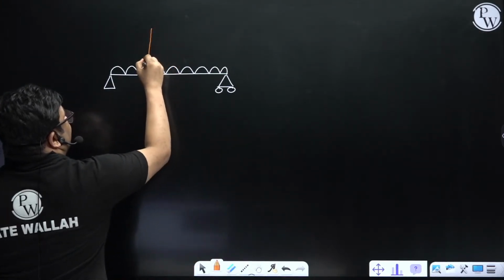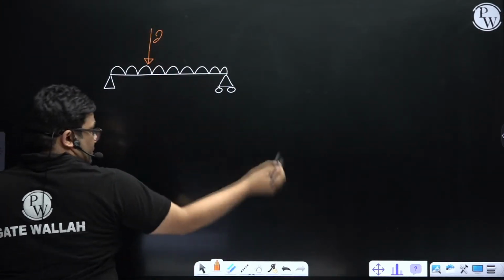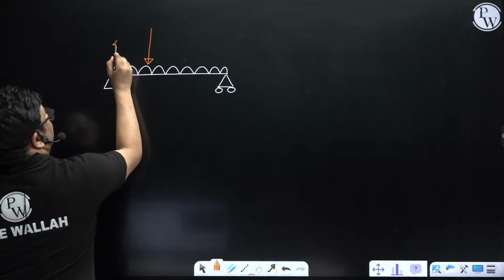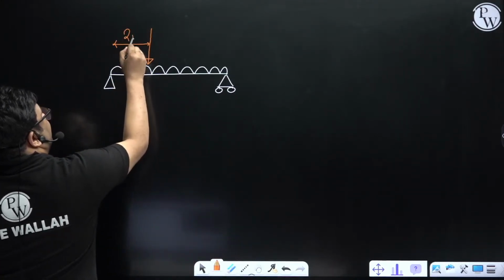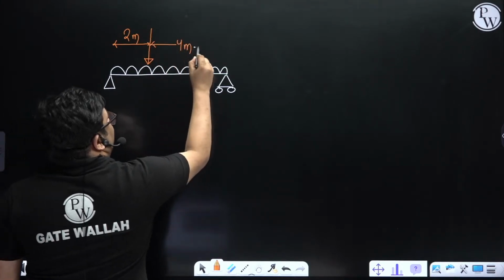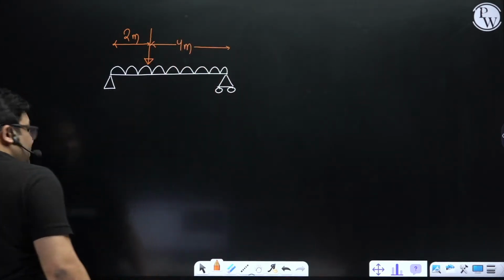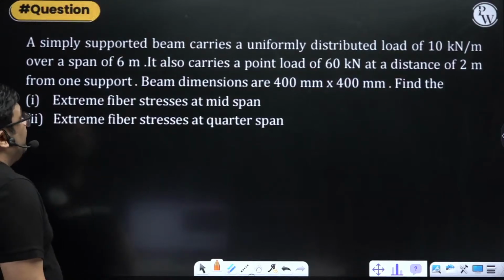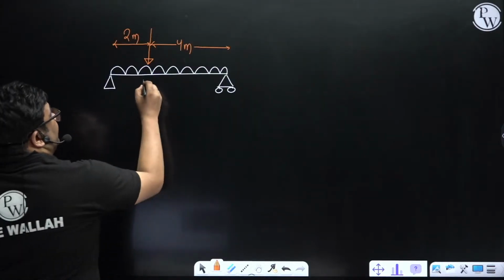And the total beam length is 6 meters. So it is not acting at the center. So this is 2 meters, that means this will be 4 meters, right? Because the total is 6 meters. And what is the UDL? UDL is 10 kilonewton per meter.